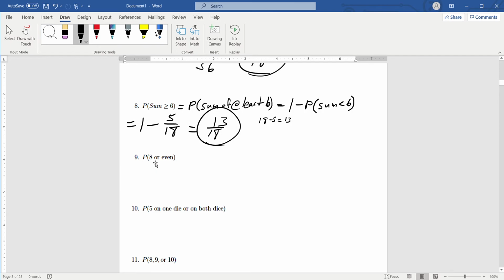Now this says I want the probability of 8 or even, and by 8 that refers to the sum. Yeah, I know there's no 8 on a 6-sided die, but that's what it's referring to. So whatever you would see here, like 5, 8, 9, 10, that means the sum being 10, sum being 9, sum being 8. So this means I need the probability of 8 plus the probability of an even, and then minus, because it's or, probability of an 8 and being even.